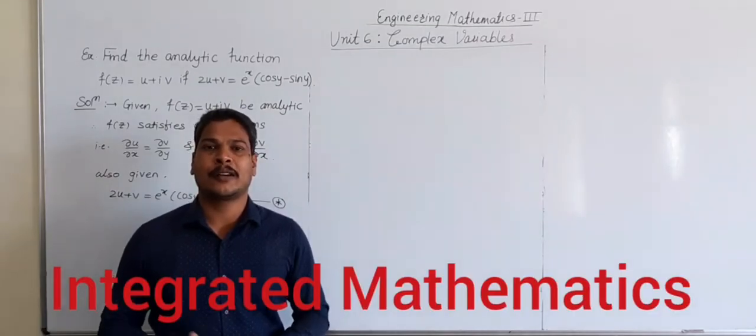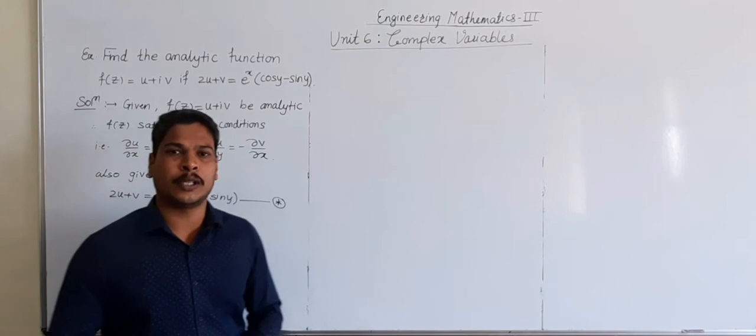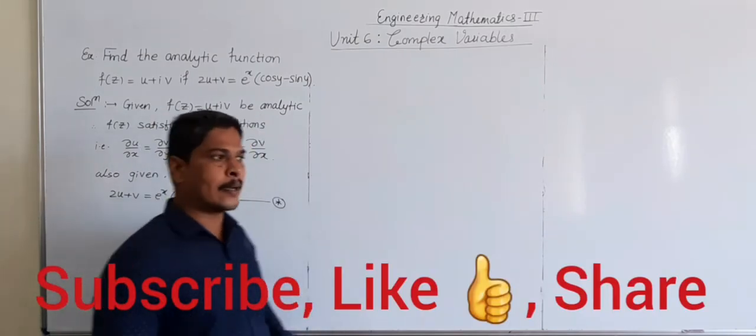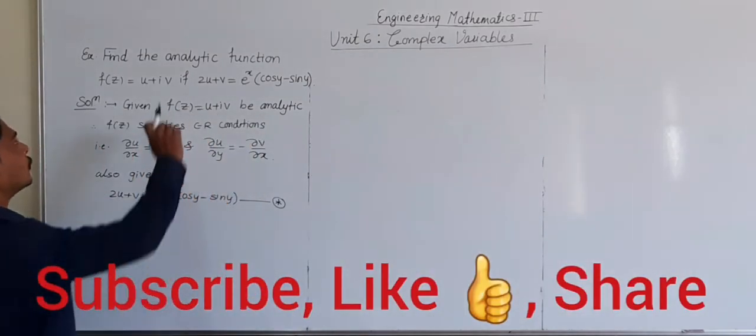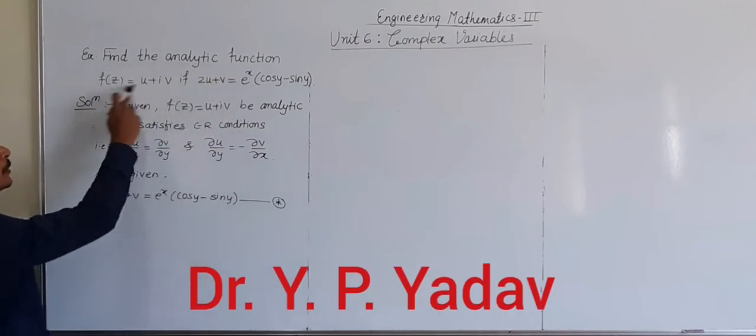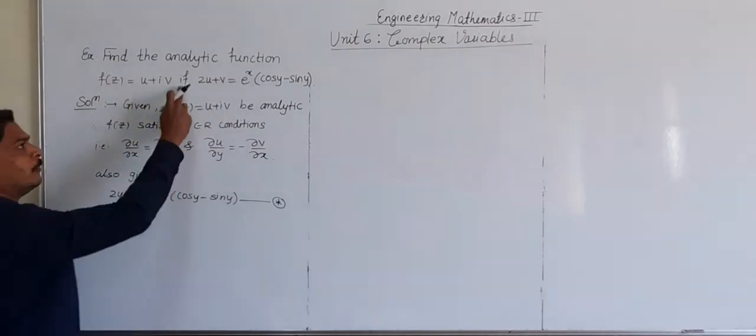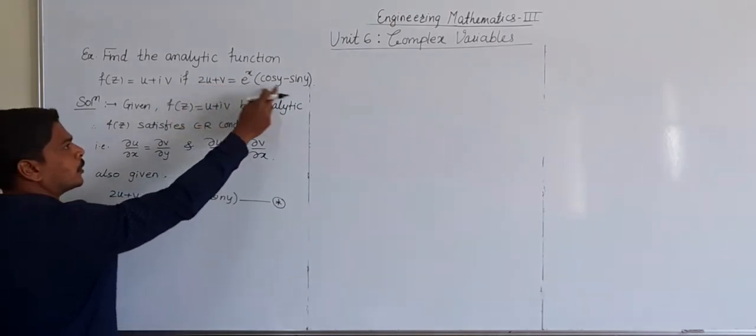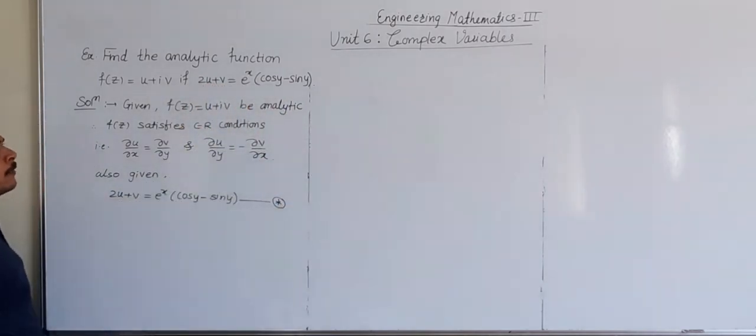In this lecture, we are trying to solve some more examples using Cauchy-Riemann equations and the concept of analytic function. So our first example is to find the analytic function f(z) = u + iv if 2u + v = e^x (cos y − sin y).